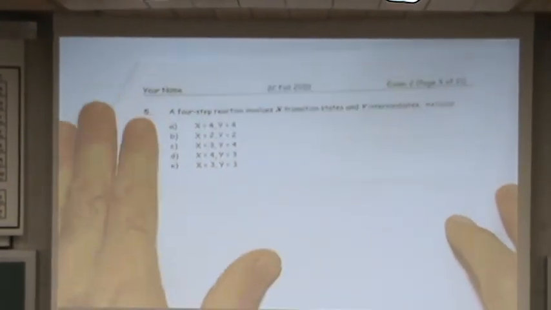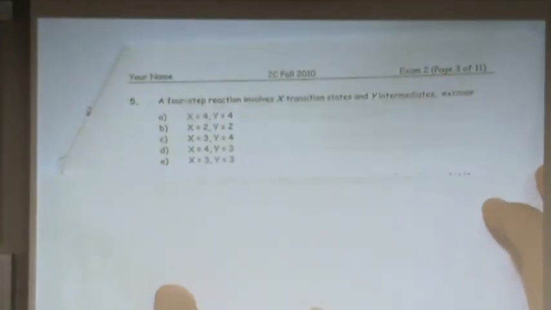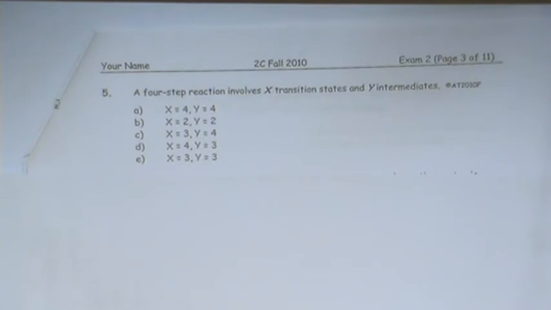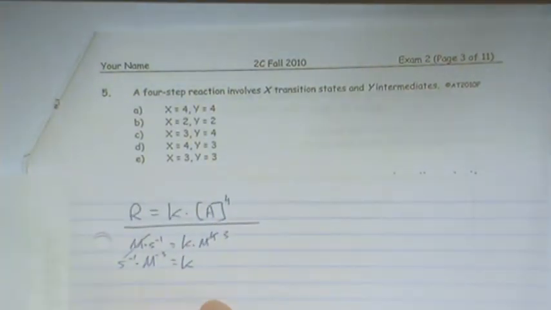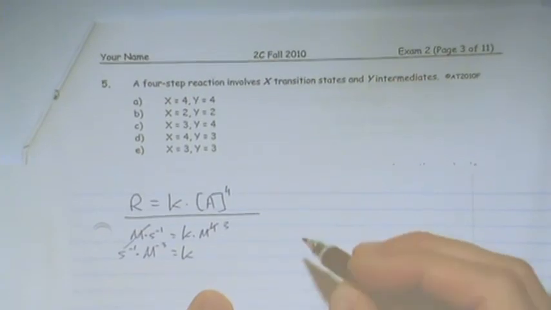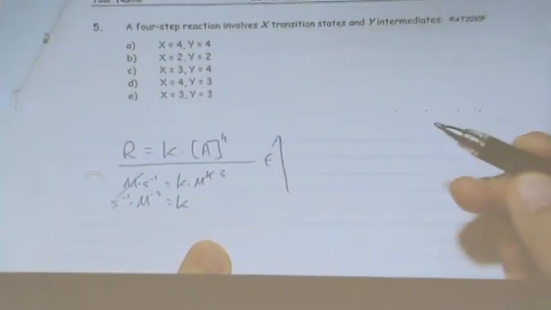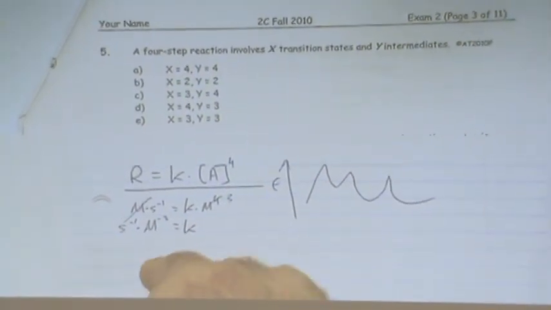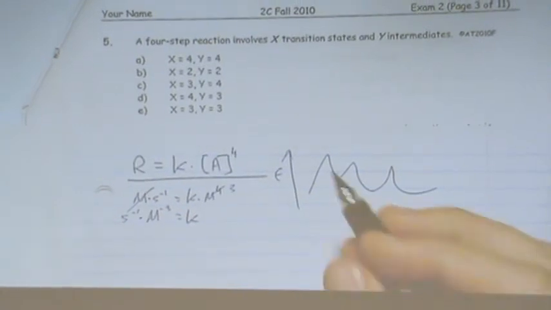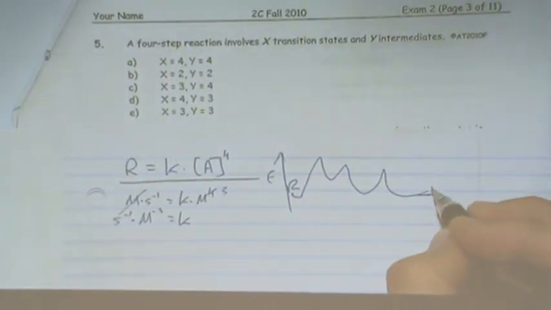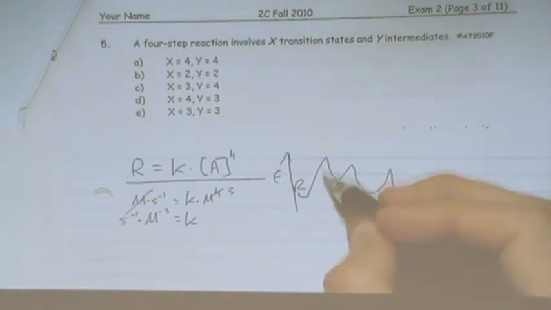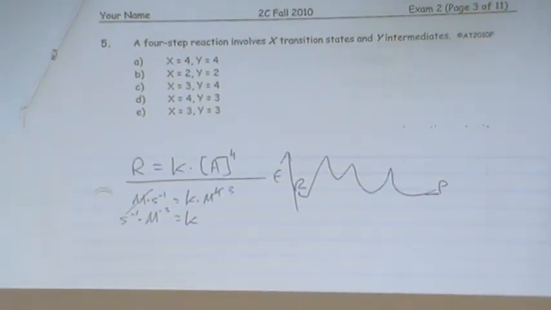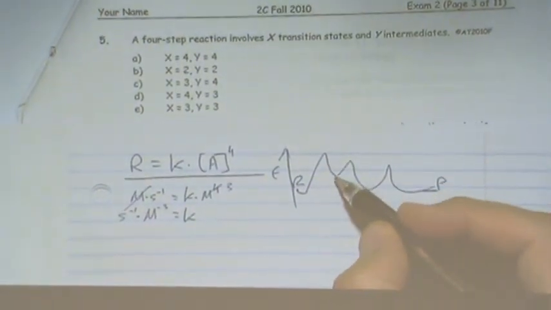Okay, this is the next one. A four-step reaction involves X transition states and Y intermediates. If you really remember an energy level diagram, you can never forget this. So here is the energy, and the energy level diagram is like this. Always you have mountains. You start with reactants here, somewhere there you have the products. Each of these mountains is one step, because each step has an activation energy. So one step, two steps, three steps.